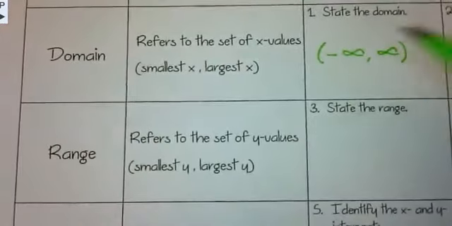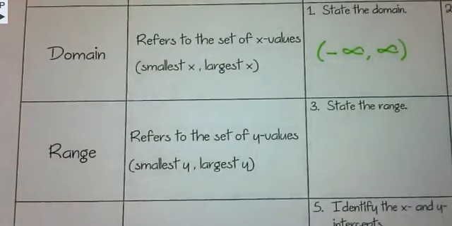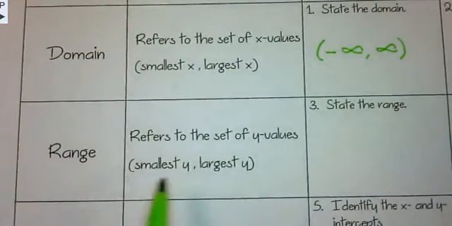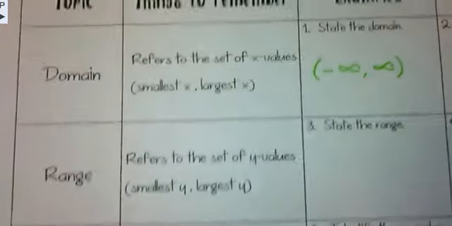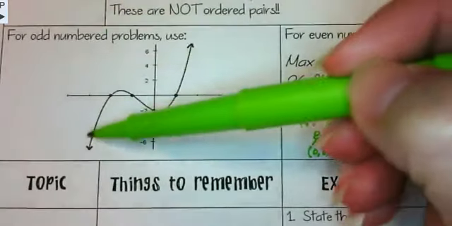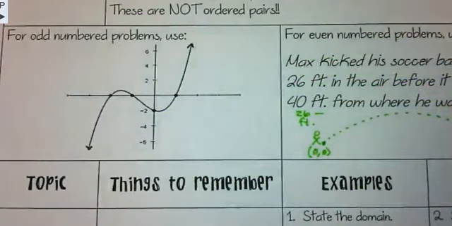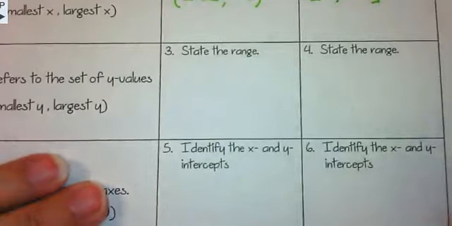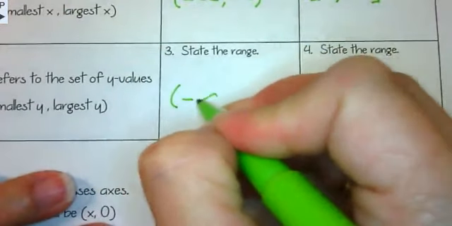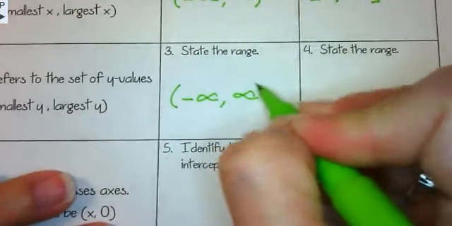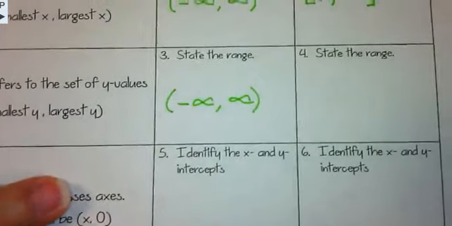All right, for the range is going to be the same thing, but this time we're going to talk about the y values. Again, we always write it smallest to largest. So the smallest y with the largest y. So looking at this, the smallest y, this is just going to continue forever, and that's going to continue forever. So the smallest y is going to be negative infinity, and the largest y is going to be infinity.